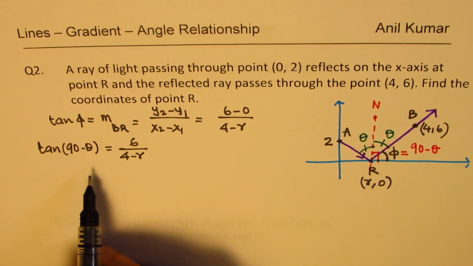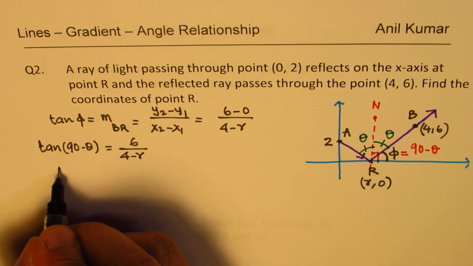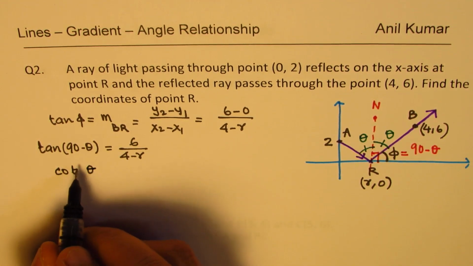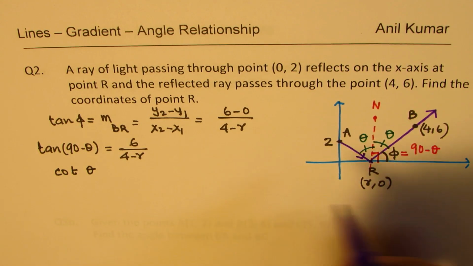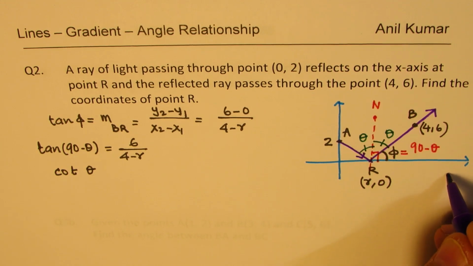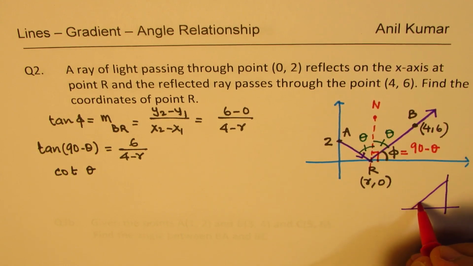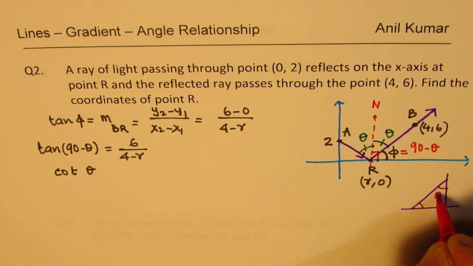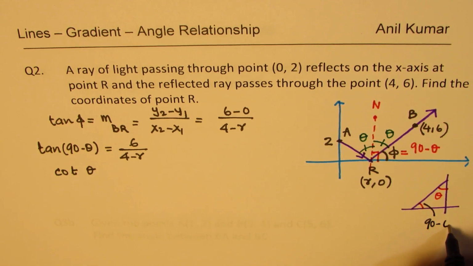Now from cofunction identities, we know tan of 90 minus theta is basically cotangent, right? Is equal to cot of theta. So let's look into a particular triangle to understand this concept also. Let's say we have a triangle here, right? If I'm saying this angle here is theta, and this angle will be 90 minus theta. Is it okay? When that is 90.